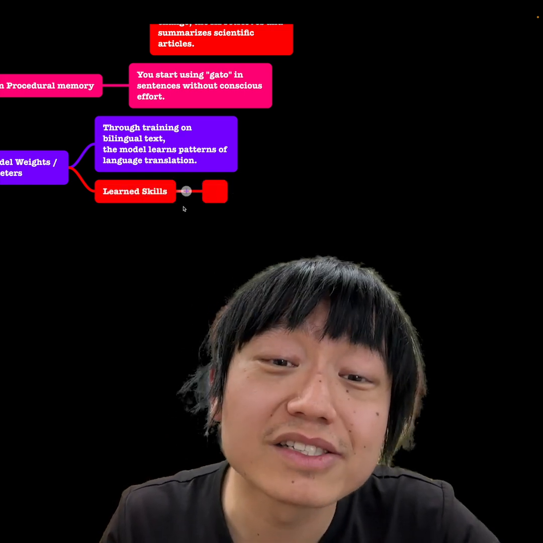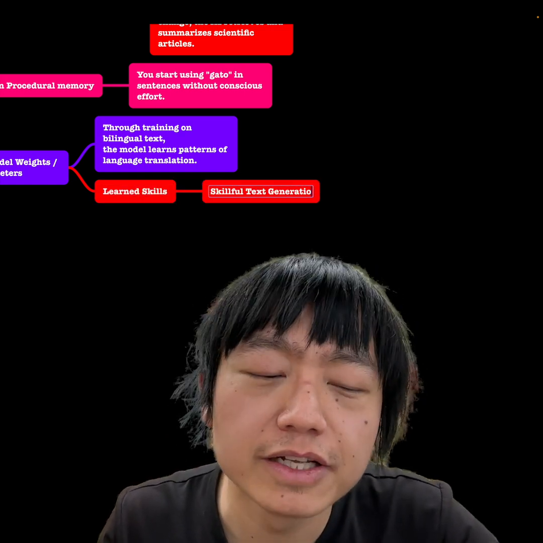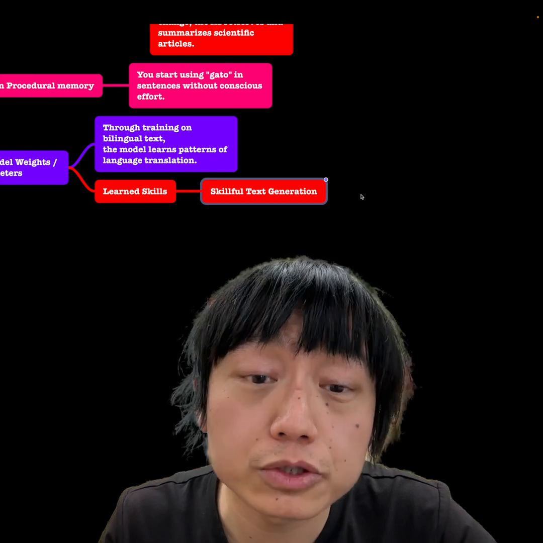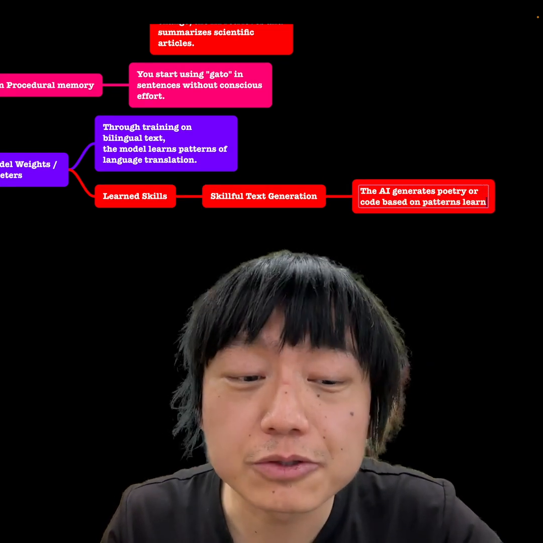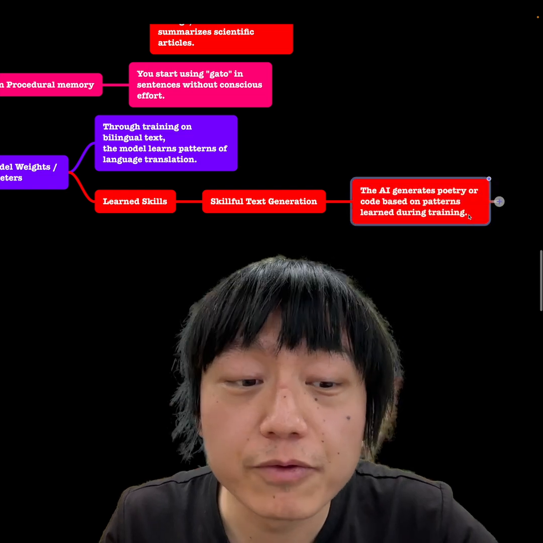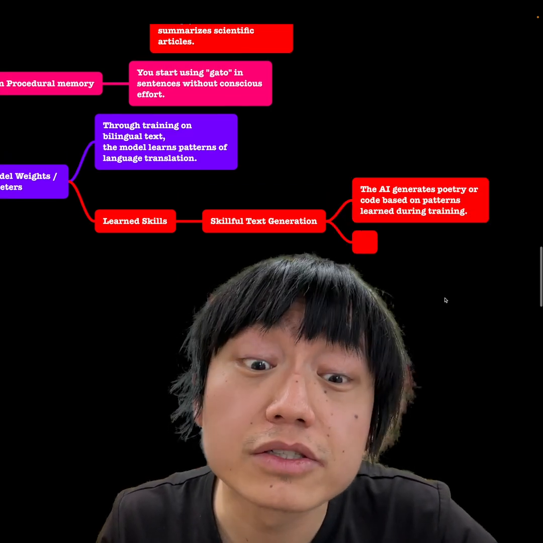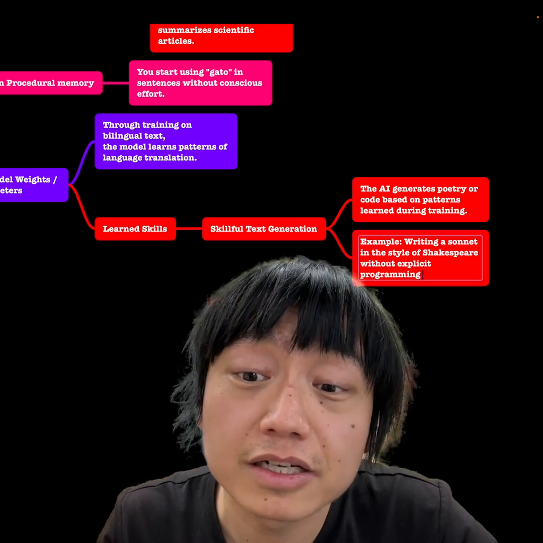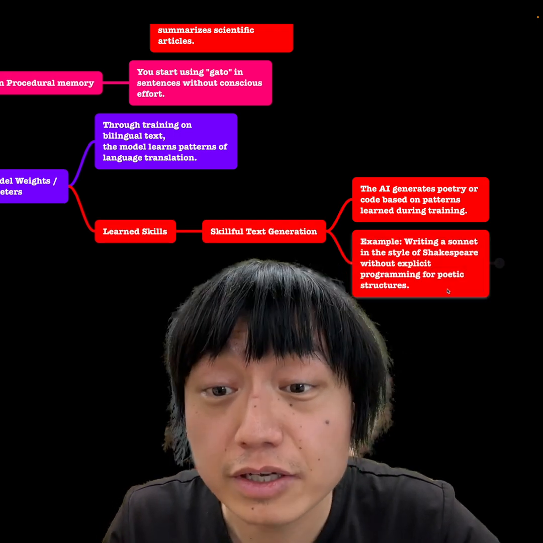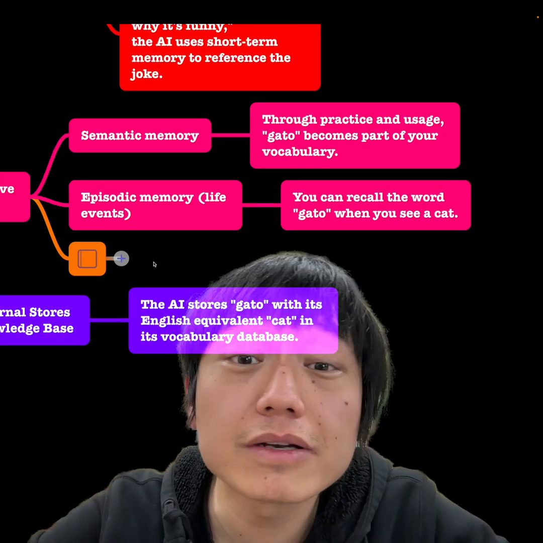The example is skill for text generation. The AI generates prose or code based on patterns learned during training, right? For example, if you ask it to write a sonnet in the style of Shakespeare, without any explicit programming for poetic structure. And then let's talk about limitations.